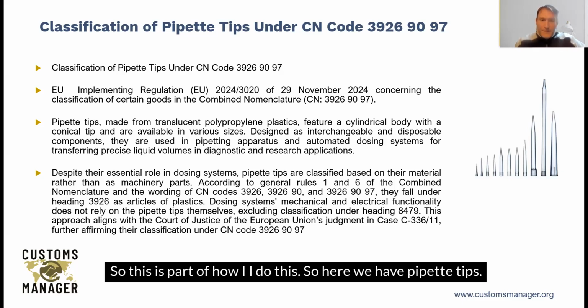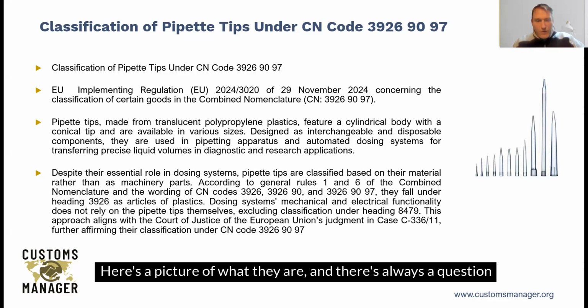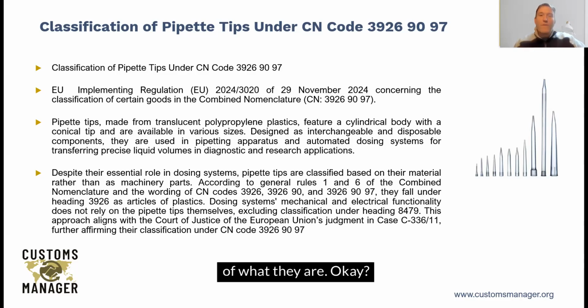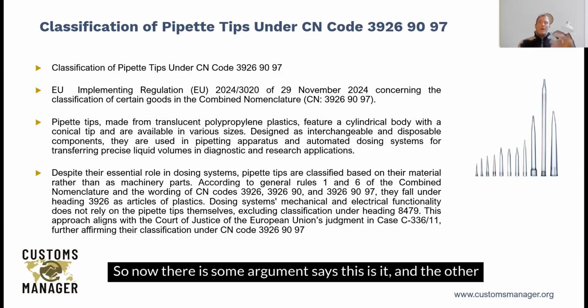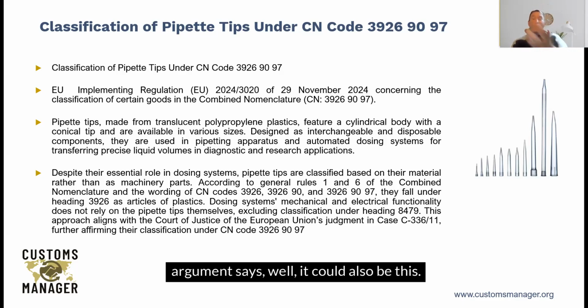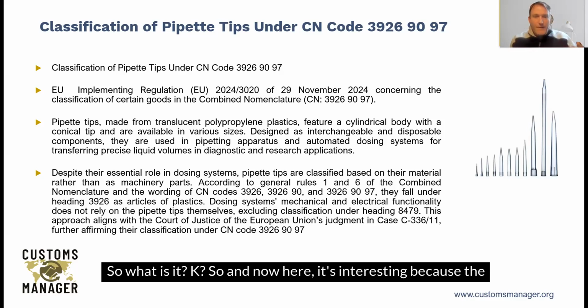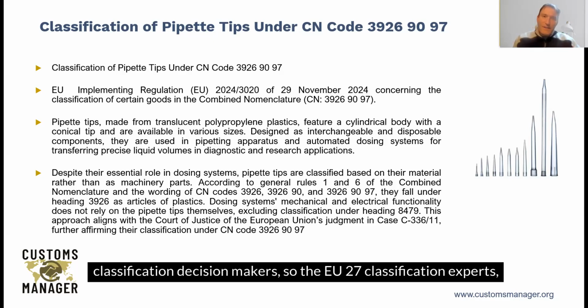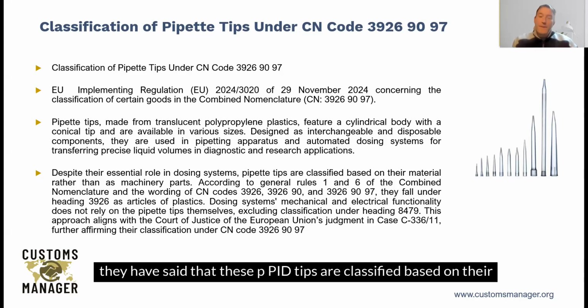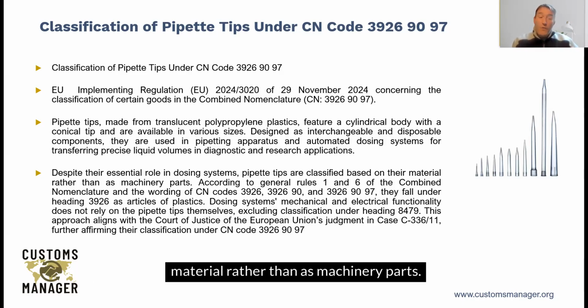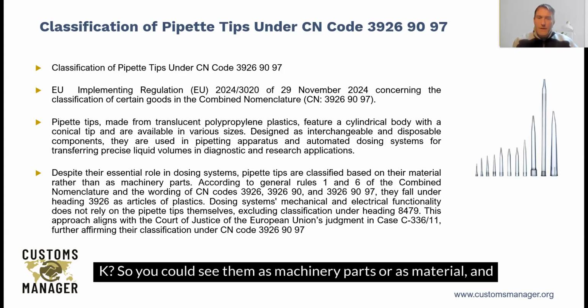So here we have pipette tips. You can read yourself what these are. Here's a picture of what they are. And there's always a question of what they are. Okay, so now there is one argument that says this is it, and the other argument says, well, it could also be this. So what is it? Now here it's interesting, because the classification decision makers, the EU 27 classification experts, have said that these pipette tips are classified based on their material rather than as machinery parts. Okay, so you could see them as machinery parts or as material, and then they tell you what the general rules are that have been applied, and they tell you what the wording of the CN code is.